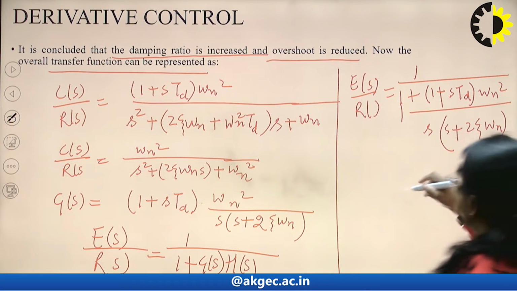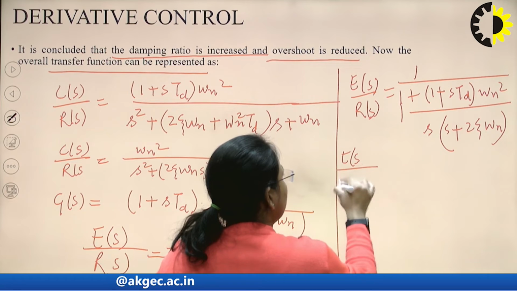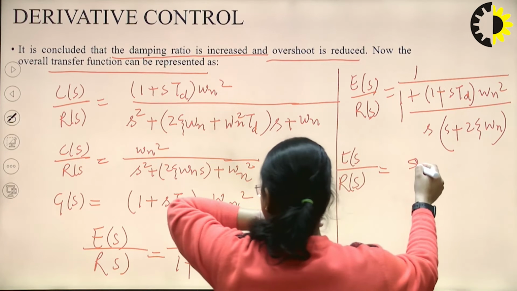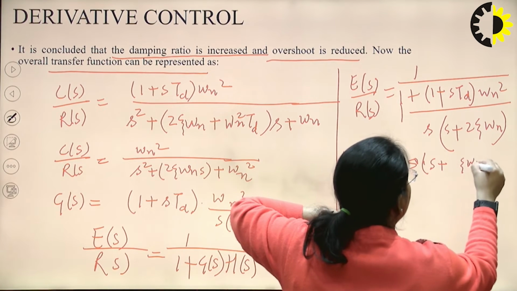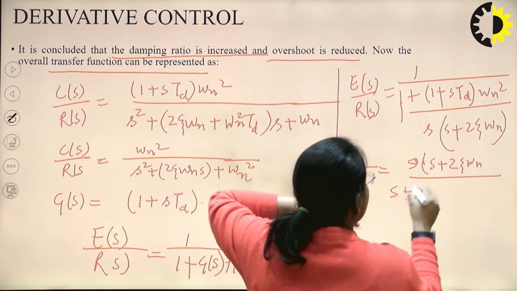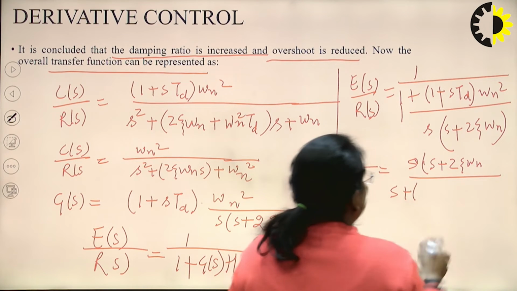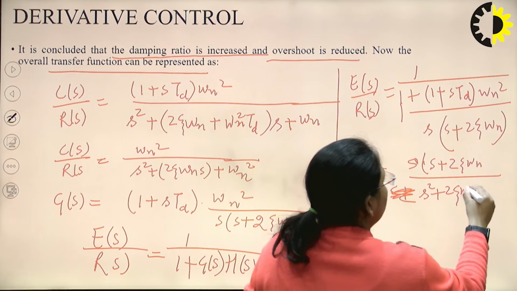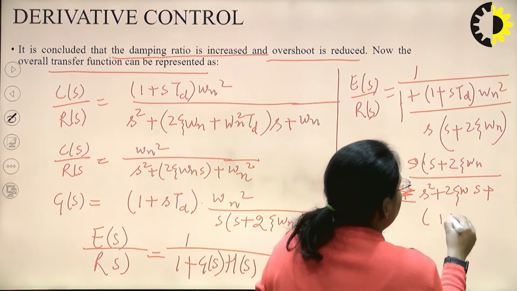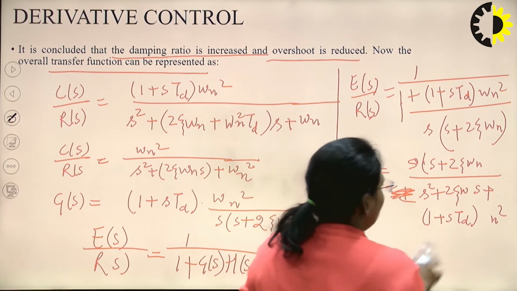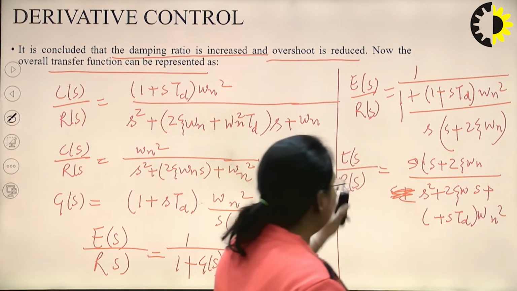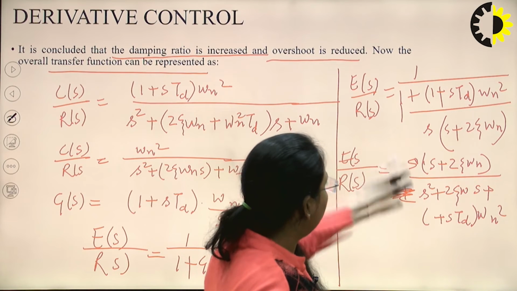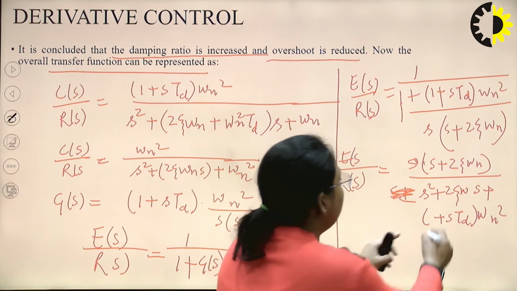Okay. Now if we solve this value, we will get E(s) upon R(s) will be equal to s into s plus 2 zeta omega n upon s square plus 2 zeta omega n s plus 1 plus STd into omega n square. Okay, so this is the term. This is E(s) upon R(s), that is s into s plus 2 zeta omega n upon s square plus 2 zeta omega n s plus 1 plus STd into omega n square.